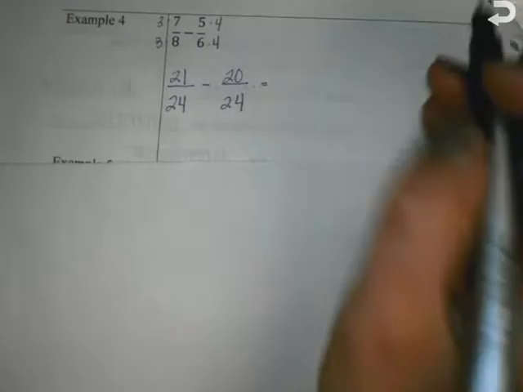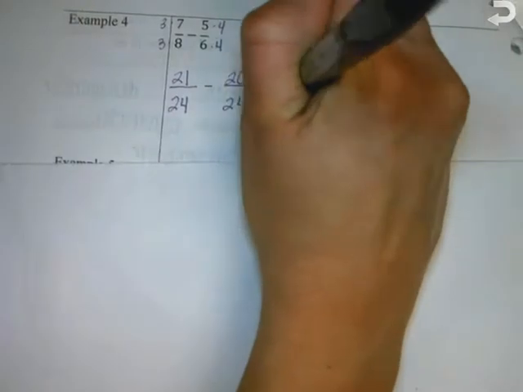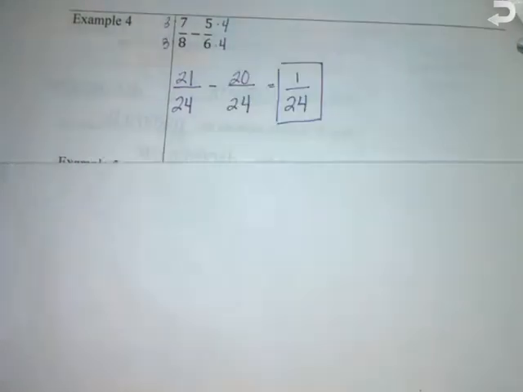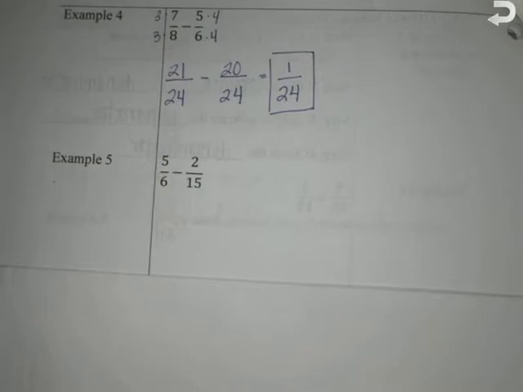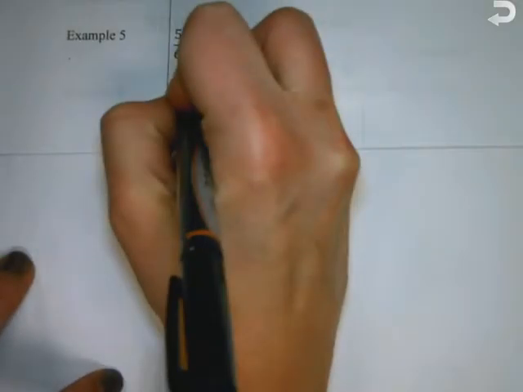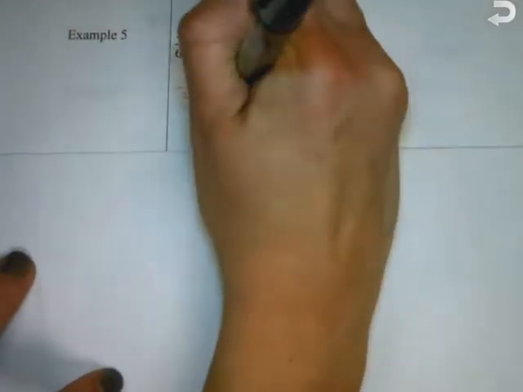Okay? Still with me, guys? Yep. Okay, try example 5 by yourself. 5 over 6 minus 2 over 15. Who can tell me what is the common denominator? Connor. 30. Good. So I'm going to fill it in first. Okay, what do I multiply 6 by to get 30, Danielle? 6.